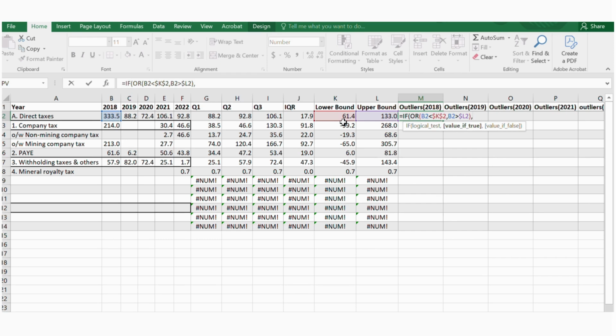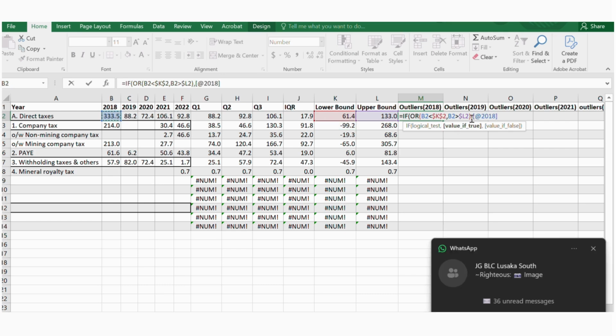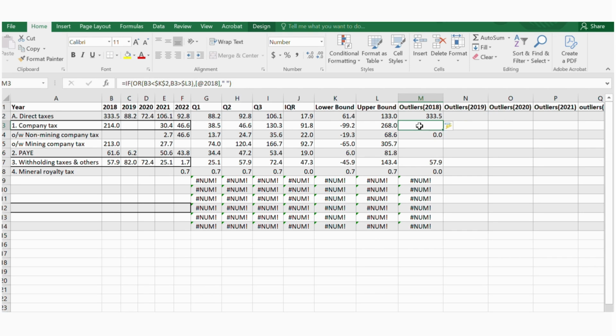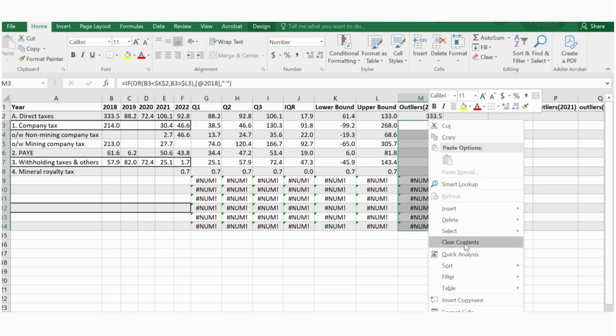If this is true, show us the outlier in 2018 to do with direct taxes. So we'll say display 2018. You just click on it, you type in the cell. So it's going to be comma. If this is not true, we're saying show a blank cell. Then you close it off. There you have it. You've got your outlier. So we can just clear this content for now.